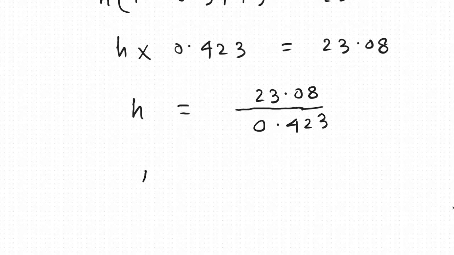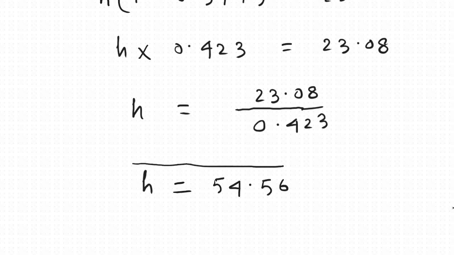From here we get the value of H as 23.08 divided by 0.423, which gives us the value of 54.56, which is our desired height, which is AB. So we got the height of AB as 54.56 meters. This is the end of our video.